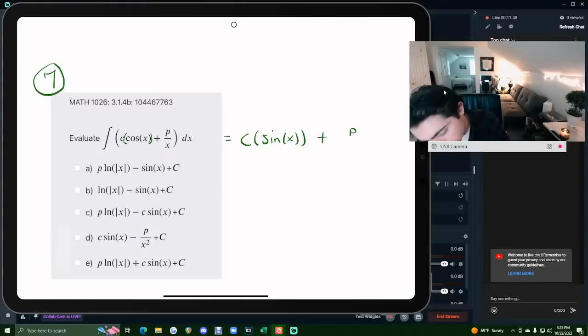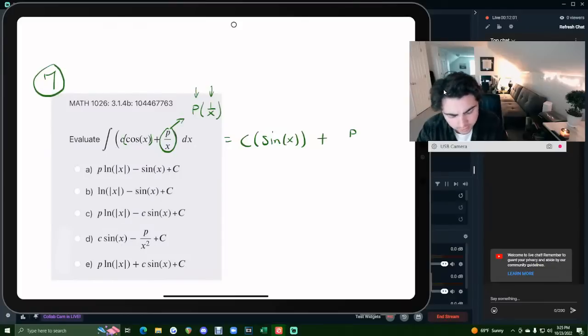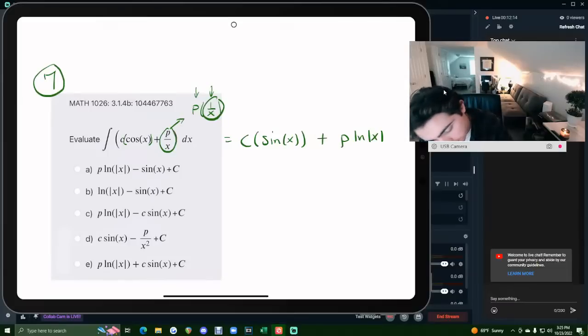Again, the p, any constant will just stay. So we have plus p, and then we think about what's the antiderivative of, if we split this up, p times 1 over x. So the p got carried over, and the question is what's the antiderivative of 1 over x? That is just ln, absolute value of x. So 1 over x goes to ln of x. We add on plus c, and we're looking for an answer like this.